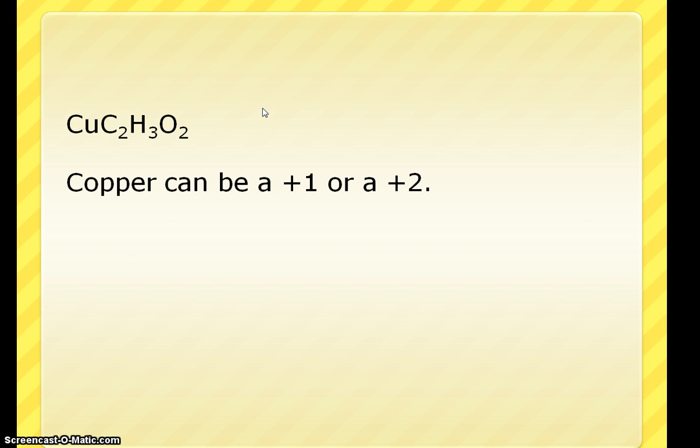Well, copper can be a +1 or a +2. And it may be really tempting to uncross this 2, but you can't, because this 2 didn't get here by crossing the charges. This 2 came here because it was part of the acetate ion. So I'm going to look at the charge of the whole acetate ion, and that happens to be a -1. So I'm going to pick the charge of copper that's going to cancel with that, and that's the +1. So I would say this as copper 1 acetate.